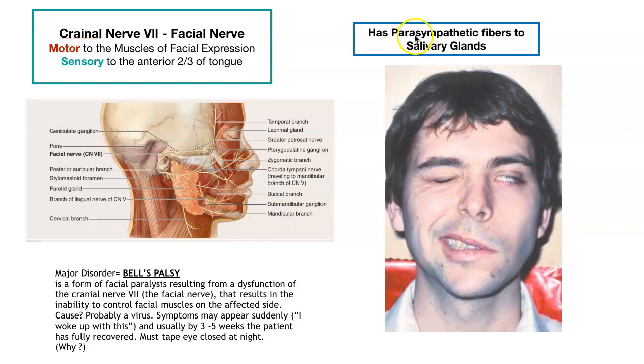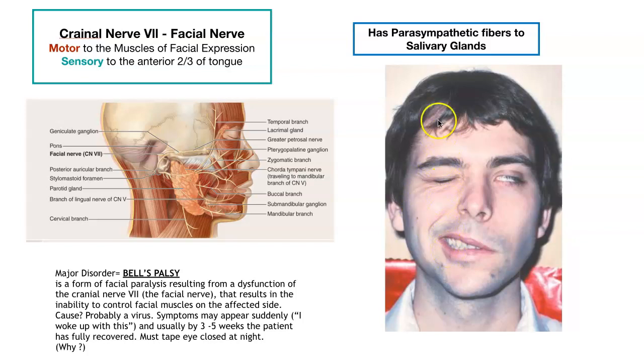So, the major disorder with the facial nerve is Bell's palsy. I mean, this is a classic Bell's palsy. If you tell the patient to close his eyes and smile, this is working. He's closing his eyes and he's able to smile. Remember, part of the muscles of facial expression was this orbicularis oculi, and you were able to close your eyes and wink and then smile.